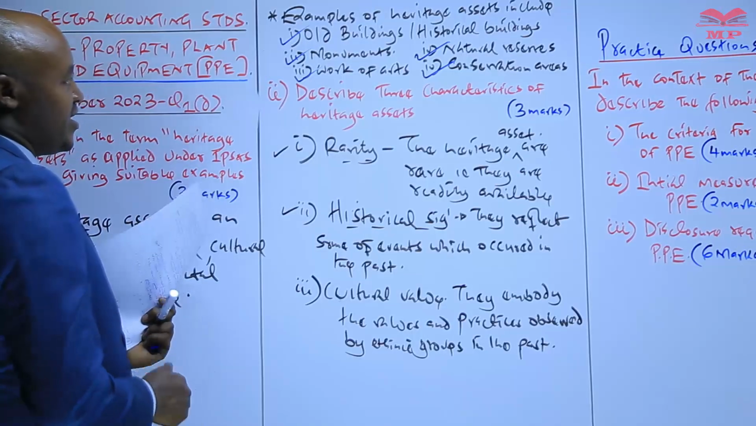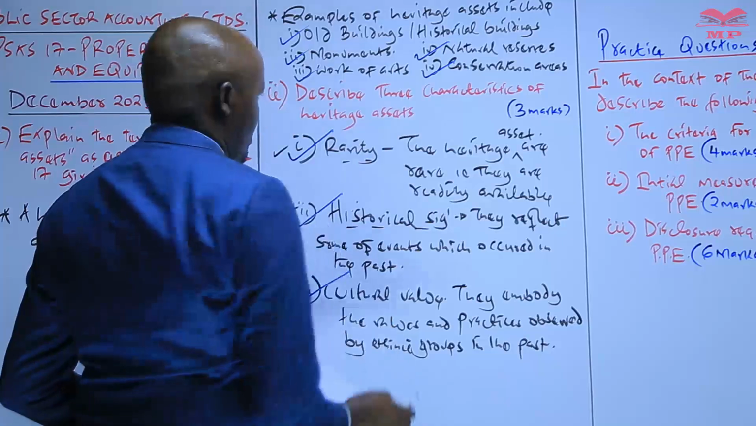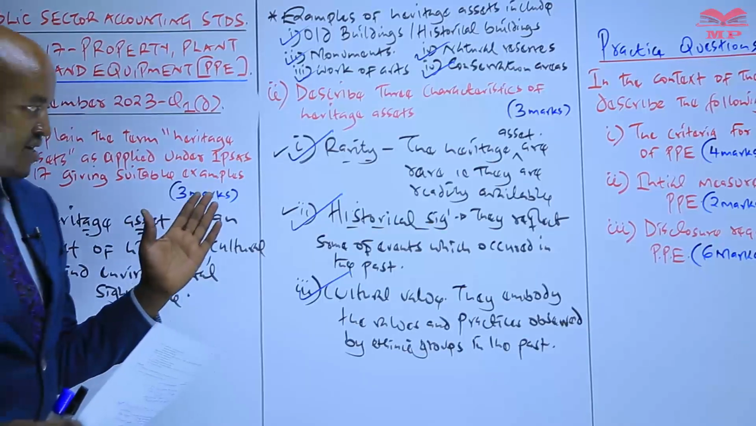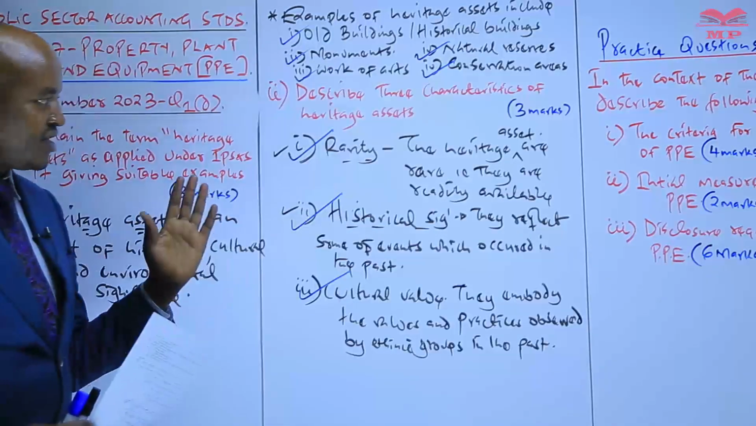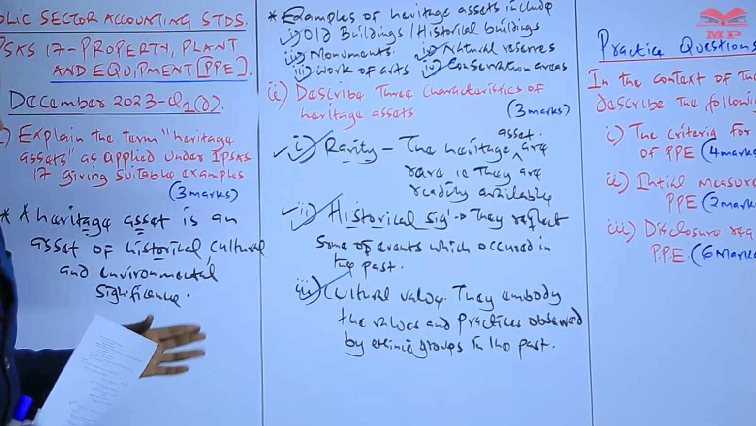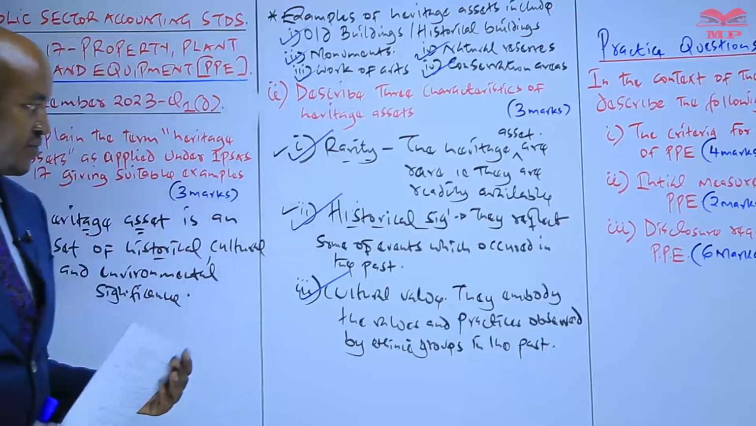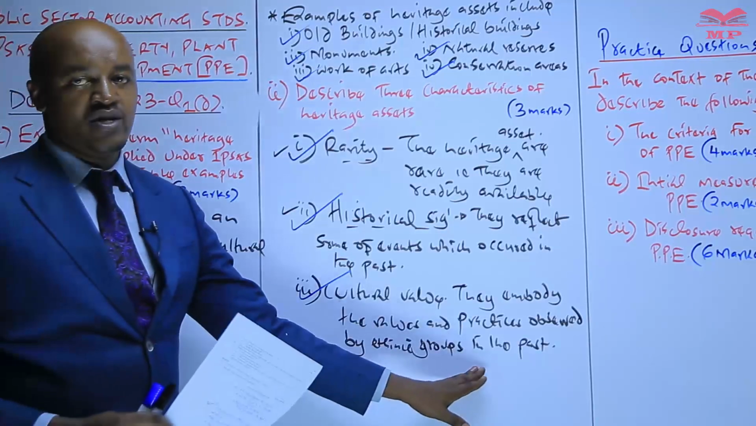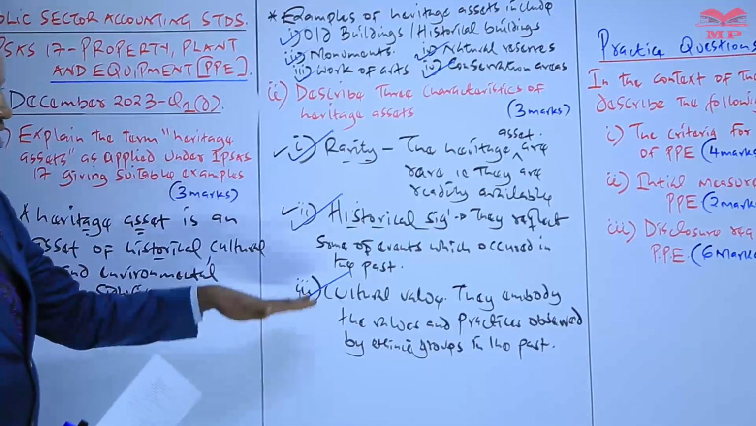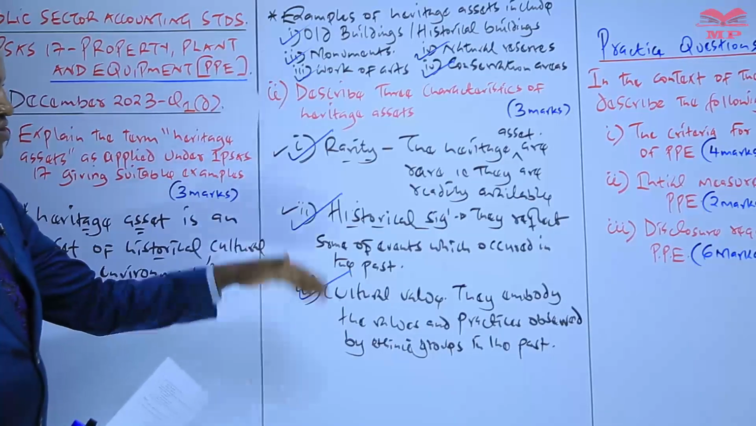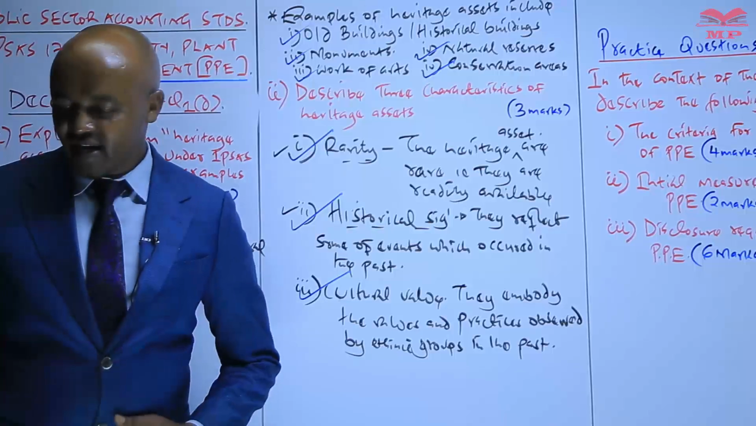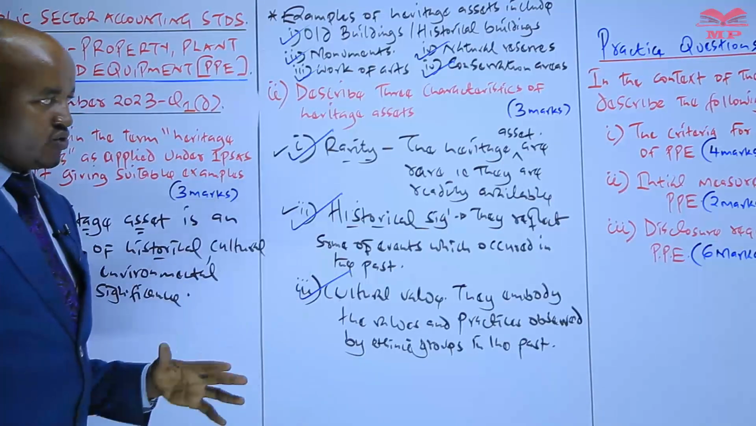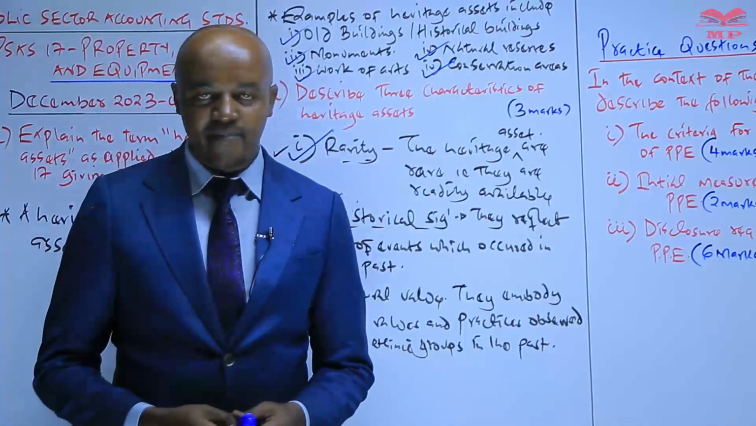So these are some of the features, or characteristics, of the heritage asset. Number one, we have said they are very rare. Number two, they are of historical significance. They reflect a lot of events which occurred in the past, and also they have cultural value. So some of them show the values and practices which were observed by some of the ethnic groups in the past. So what the candidates are required to do is to explain three features of this heritage asset. And by explaining what a heritage asset is, giving examples, and also giving some of the features, the candidates were getting what?